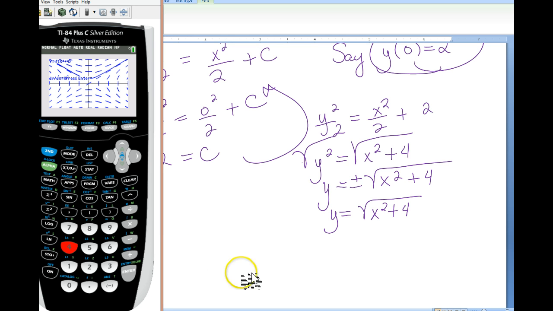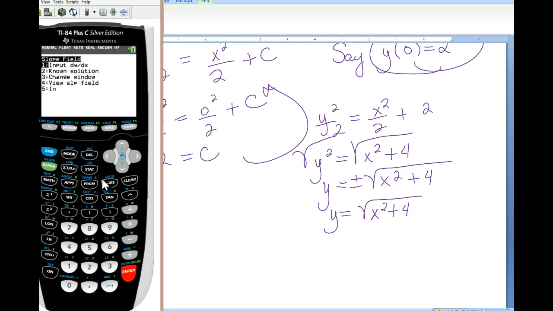Let me just write down, so I don't forget, what known solution is. Okay. And so like number 3, you can change your window. You can zoom in, zoom out, you could change the resolution if you want, and so on. So you can just change things around if you want. Okay? So that's how those 3 programs work.